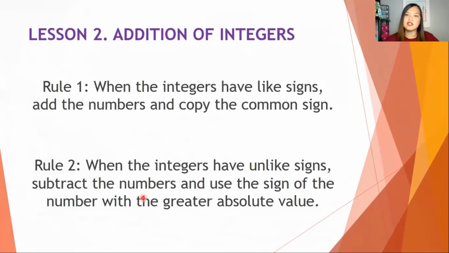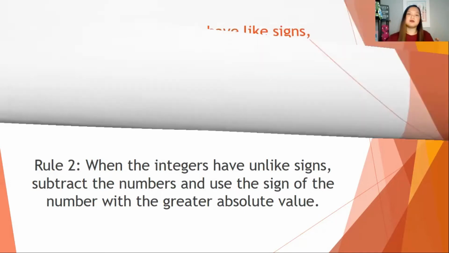So, let's have the addition of integers. There are 2 rules in adding integers. When the integers have like signs, add the numbers and copy the common sign. The second rule says that when 2 integers have unlike signs, subtract the numbers and use the sign of the number with the greater absolute value. That's why we tackled absolute value earlier, so we know how to add, subtract, multiply, and divide integers.